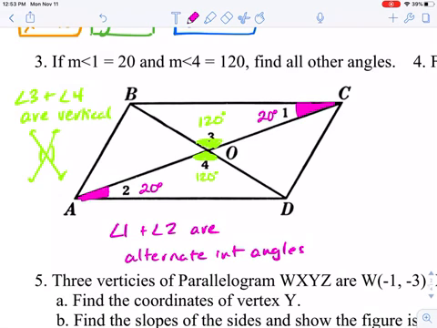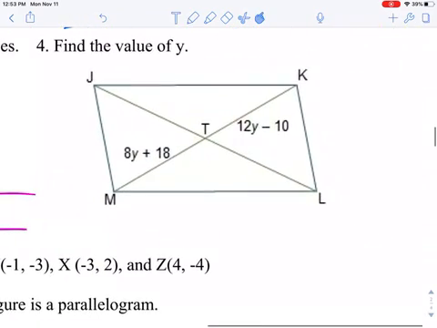And just a reminder, with alternate interior angles, if you have two parallel lines cut by a transversal, then your alternate interior angles are the same. Okay, question 4. Find the value of y.